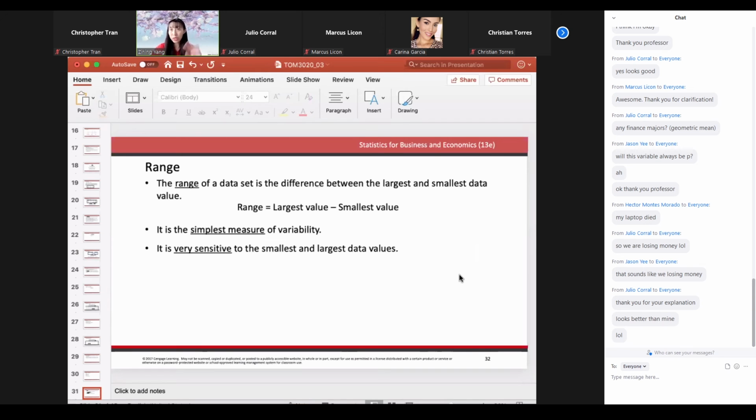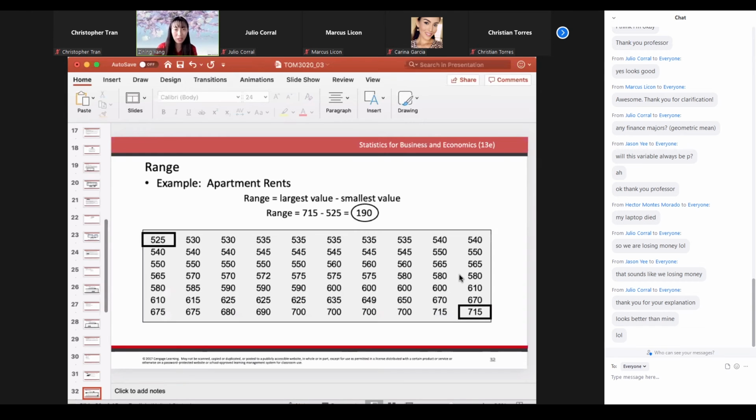Remember, we've already sorted our data from the largest to the smallest. So once we have it sorted, you say, okay, largest is $715 a month. Smallest value is $525 a month. So the range is the difference between these two numbers. Range is $190. So depending on which apartment you choose, there's a chance that you may be able to save up to $190 if you choose the least expensive compared to the most expensive. So that's the story about range.